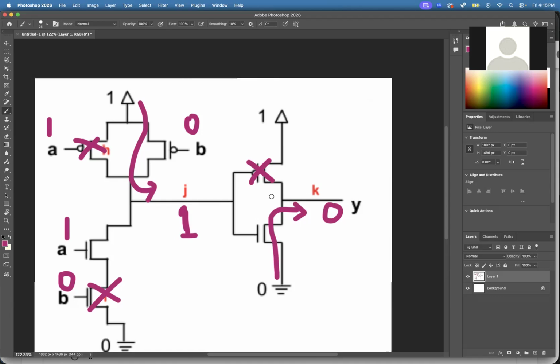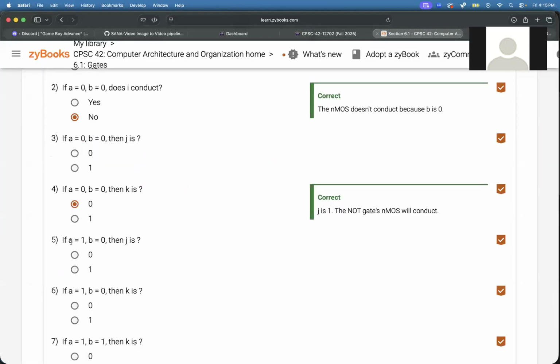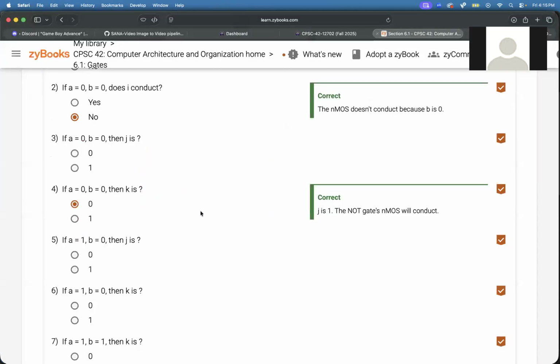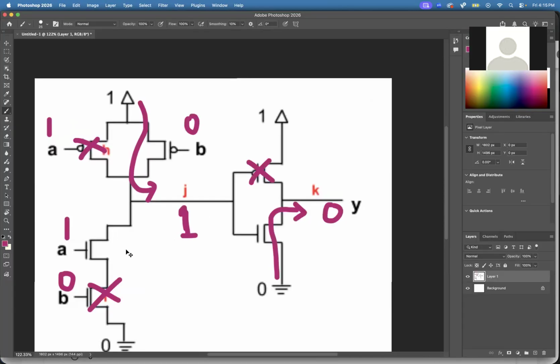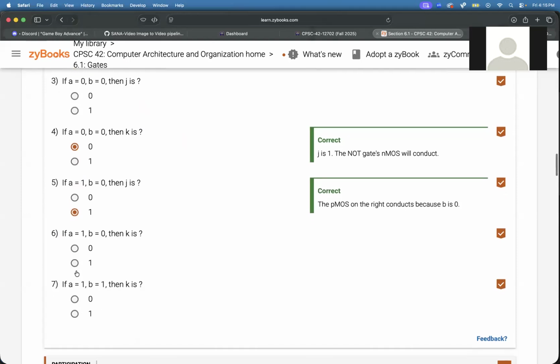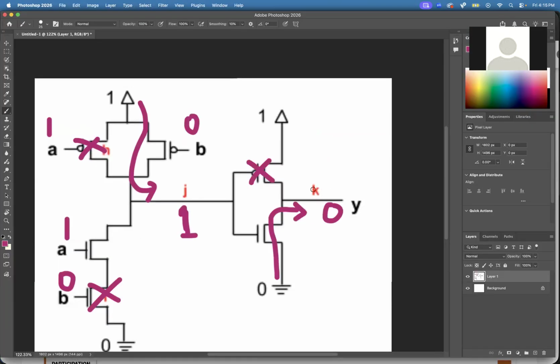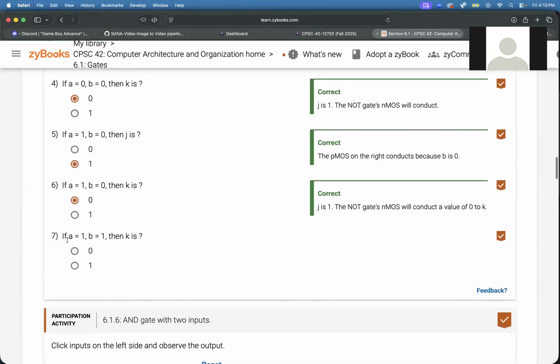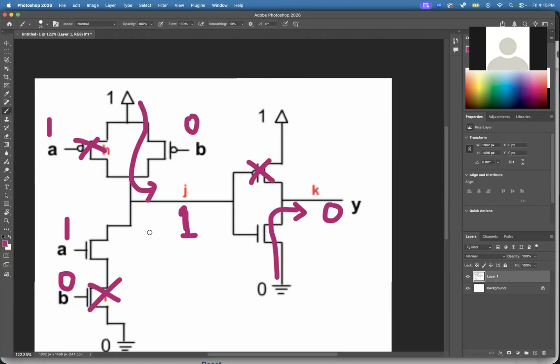So what does that tell us? We should be able to answer all the questions. It says J is 1. If A is 1, B is 0, then K is 0. And then if A is 1, B is 1, then K is, well, we have to redo it, right? So if A and B are both 1s, back it all up again.